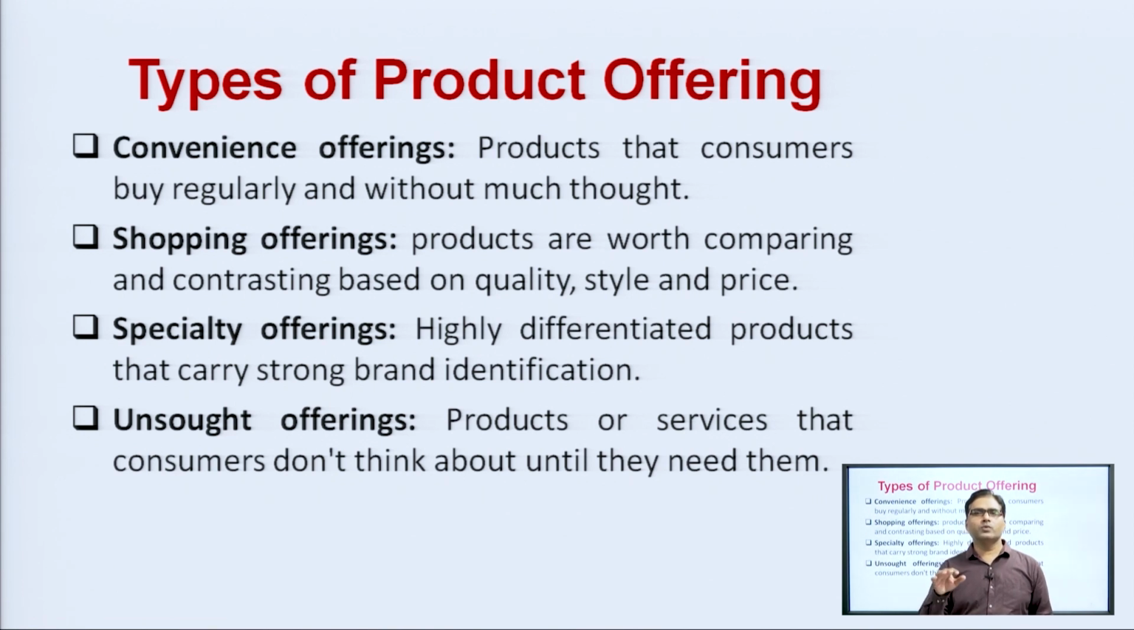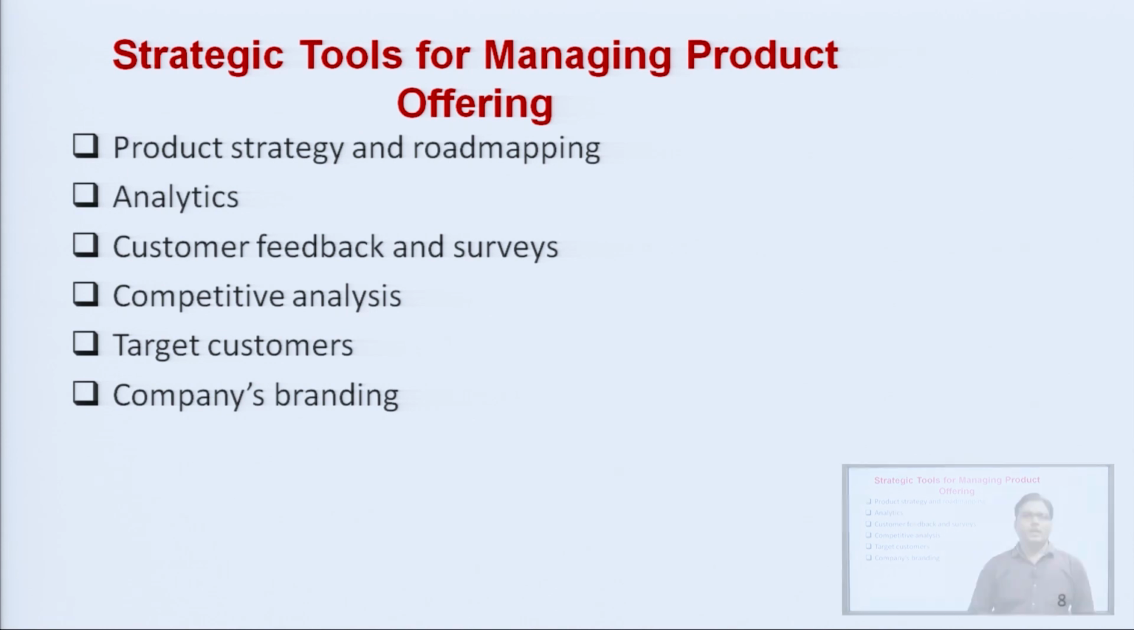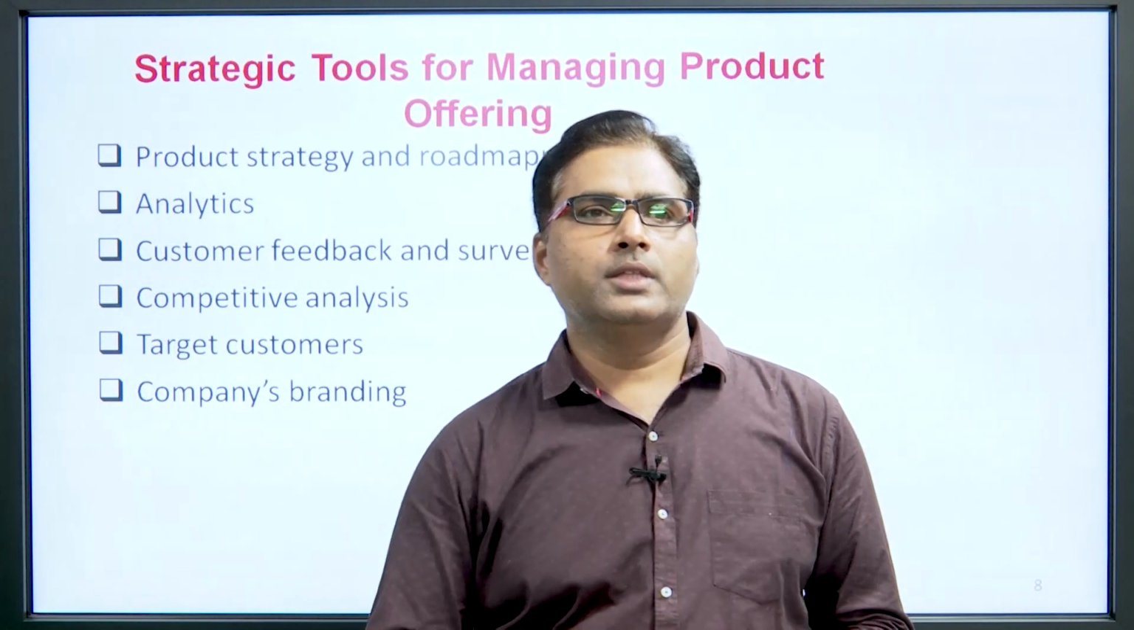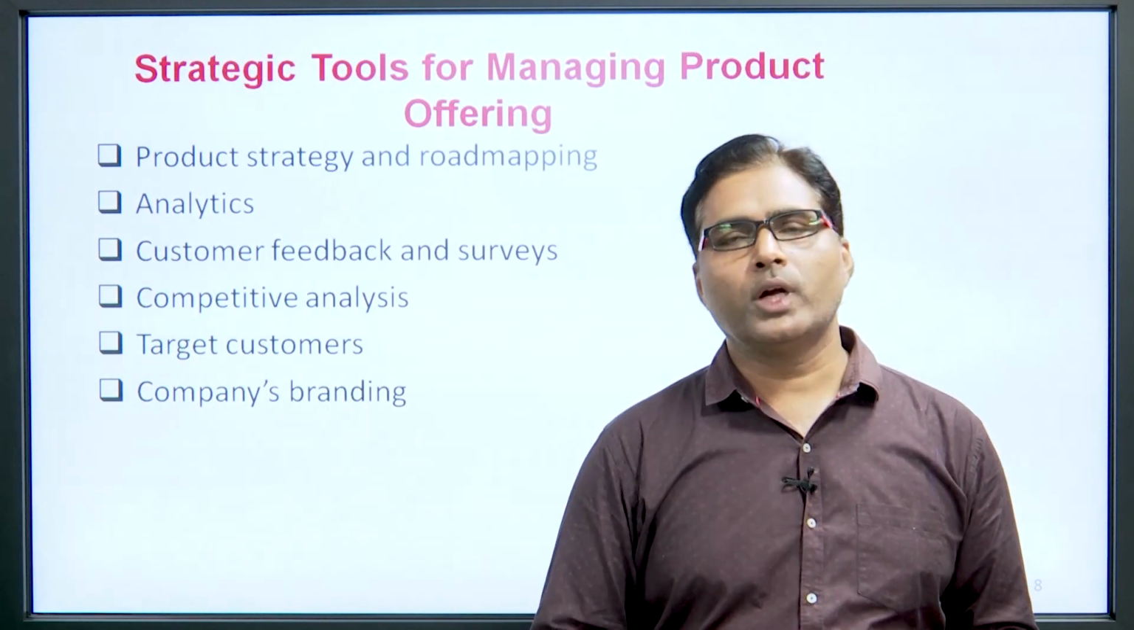So, all these were the types of product offerings: convenience, shopping, specialty and unsought. Now, here the next topic is the strategic tools for managing product offering.